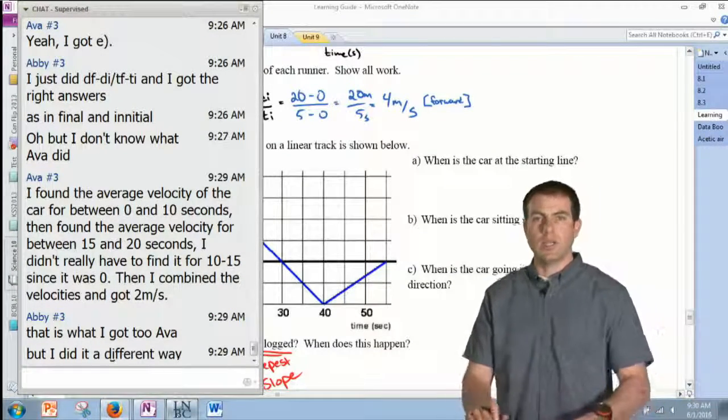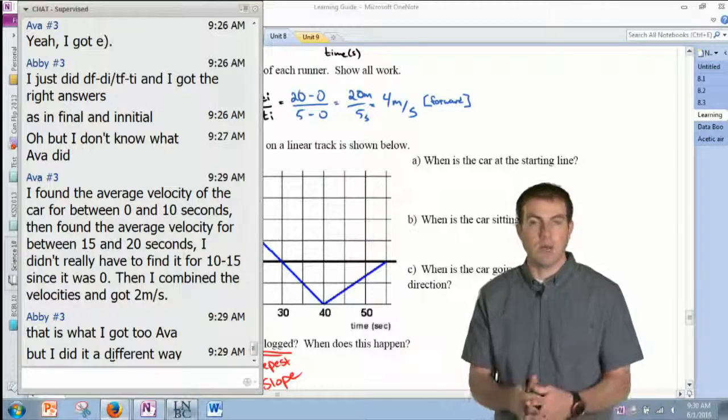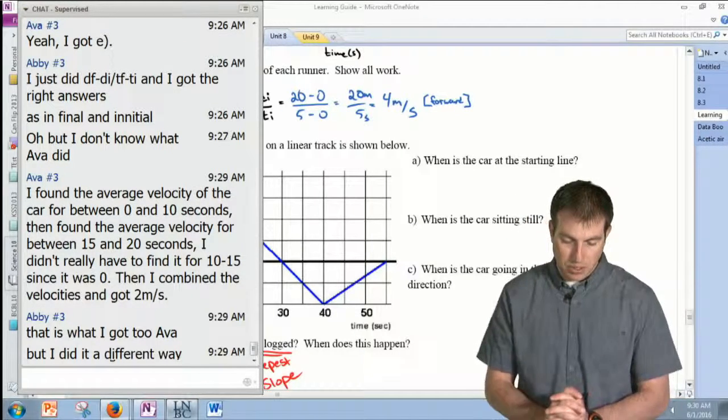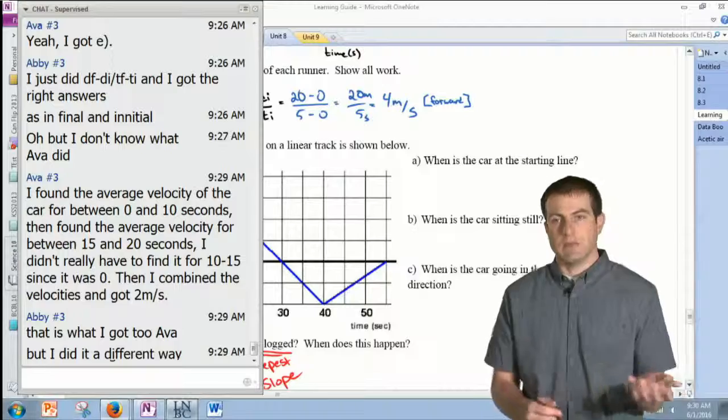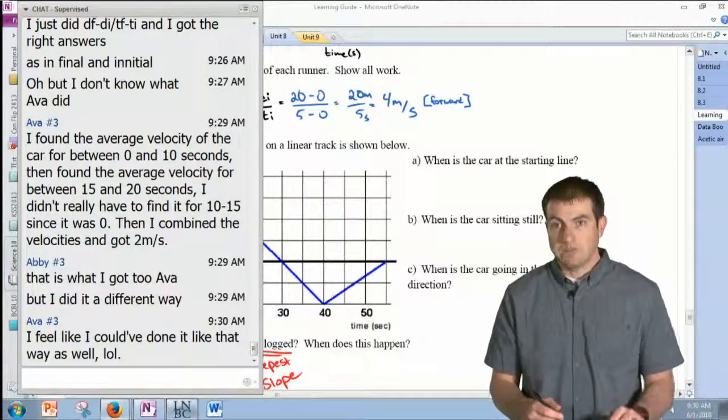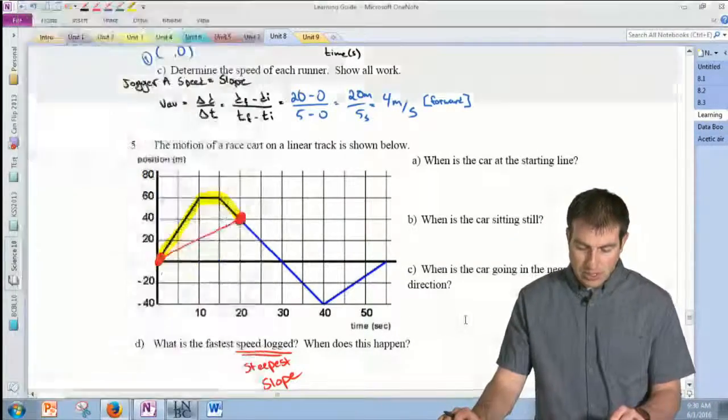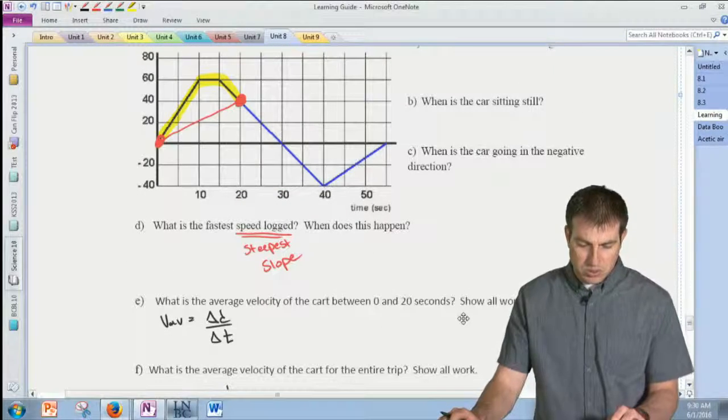Yeah, so I think that makes sense. I mean, if you come up with the right answer, that's a good thing. What I will show you is maybe just a really simple way to do it. And I think this is what Abby was alluding to here.